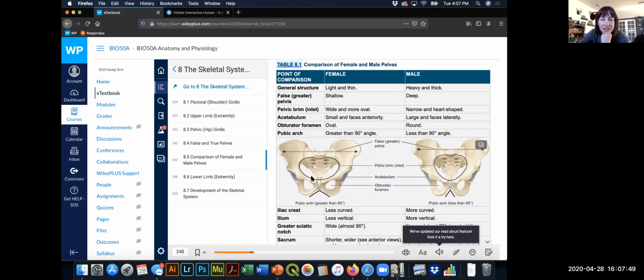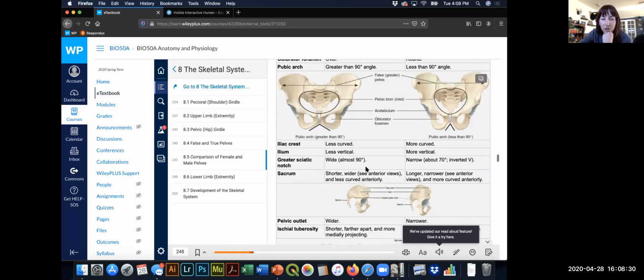The size of the opening, which is the true pelvis, is going to be larger and farther across, so wider in the female pelvis, right? This one is much smaller and narrower in the male pelvis. The hip bones are wider than in the male pelvis. This angle between the 2 obturator foramina is called the pubic arch right here, but this angle is larger here and smaller in the male pelvis. So those differences are really the critical ones.